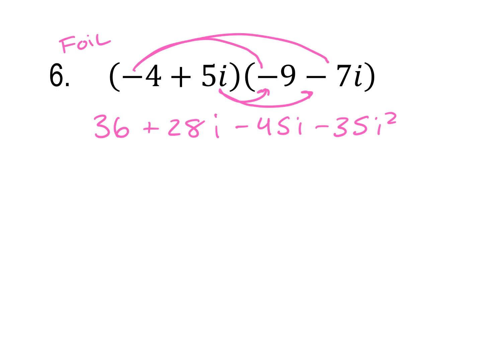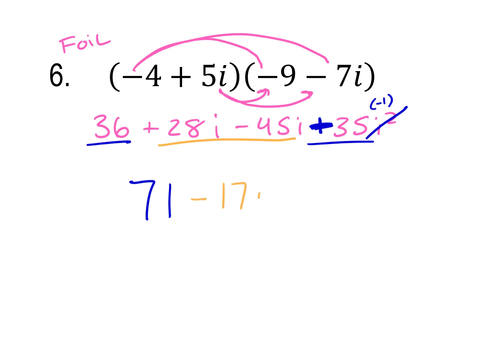What would I do next? The i squared changes to a negative 1. So negative 35 times negative 1 would be plus positive 35. Lastly, we combine our like terms. So let's start with the real part. 36 plus 35. 71. Then the imaginary parts. 28i minus 45i. Negative 17i.